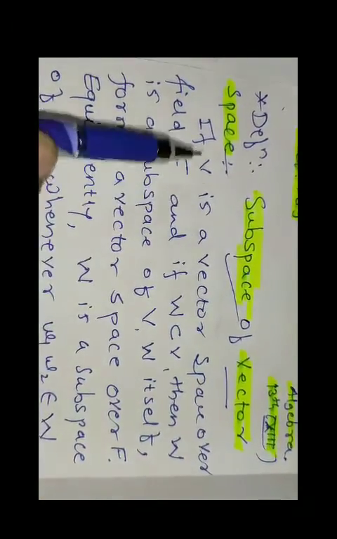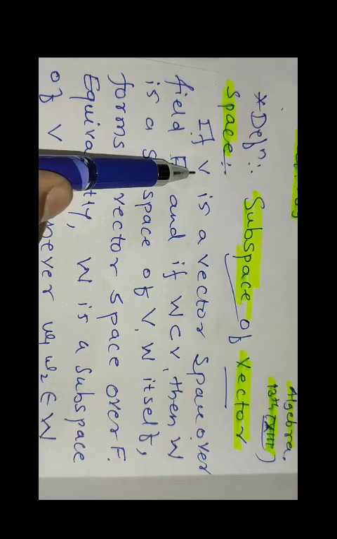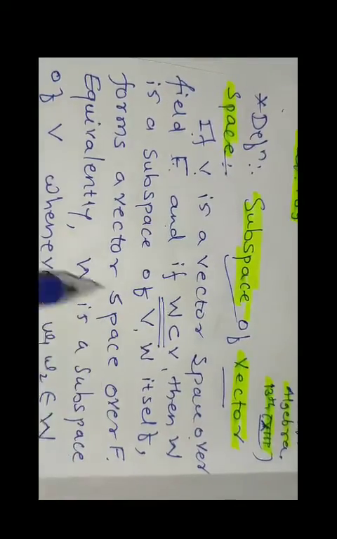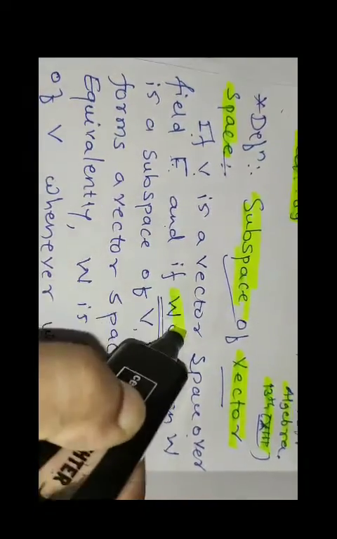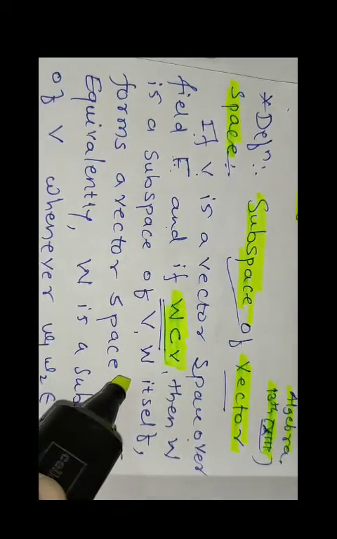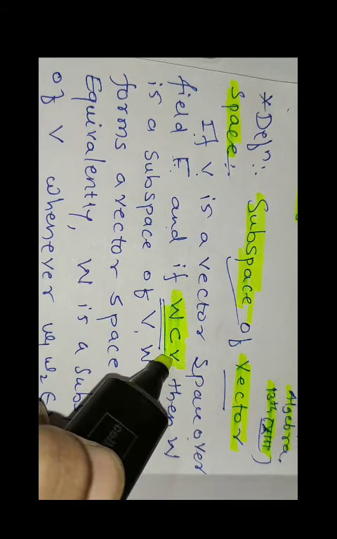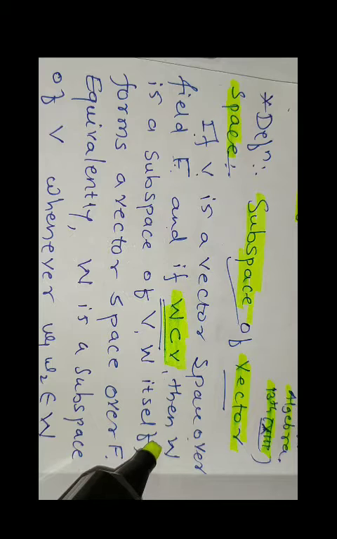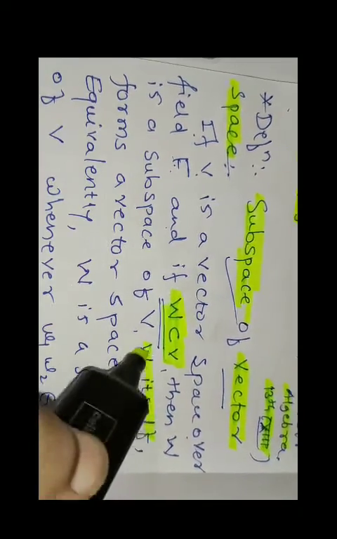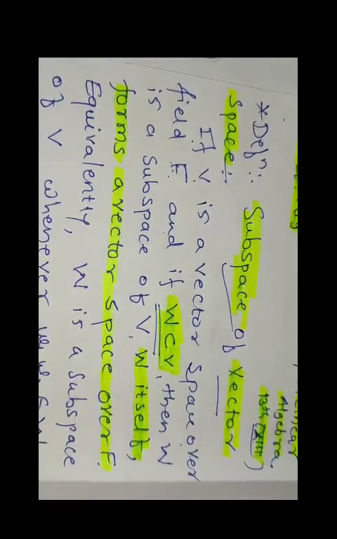Let us discuss the definition. See here, V is any vector space over the field F, and W is any subset of the vector space V. Then W is said to be a subspace of V if W itself forms a vector space over the field F.